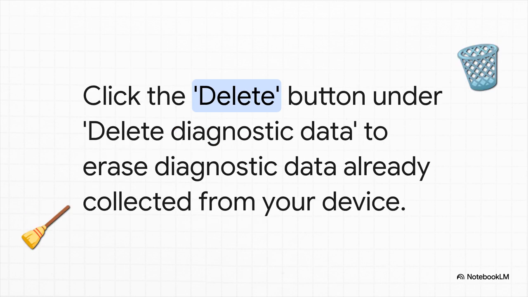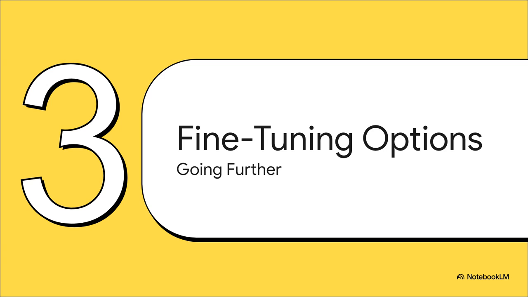So, we've stopped it from sending more data. But what about all the stuff it's already collected? Well, see that delete button? That's your best friend. Clicking that is like telling Microsoft, hey, forget everything you know about this device. It's a clean slate. Awesome. We've taken care of the main telemetry stuff. But, you know, if you're like me and you want to be extra thorough, we can go a little deeper. Let's poke around a few other settings and really lock this thing down.